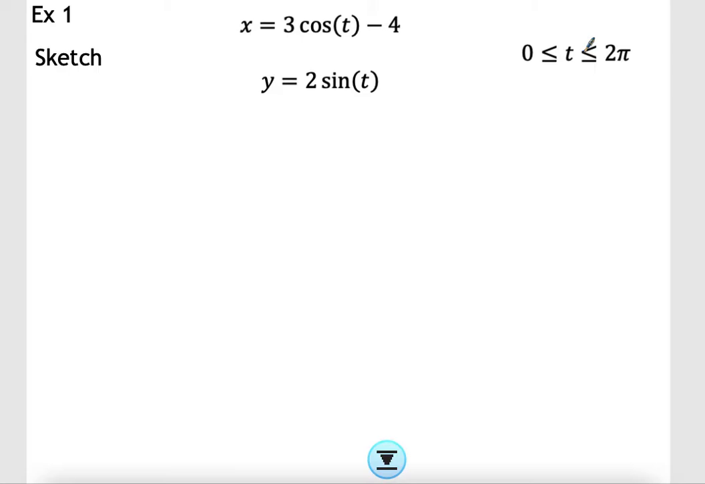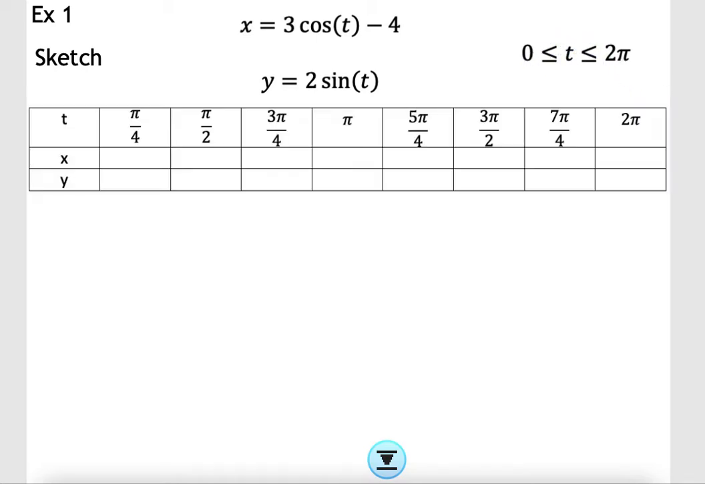Now, the more practice you get at this, you may be able to do this in fewer parts, but essentially it's until you can see what the graph looks like. So for this one, I have chosen to split it up into quarter pies. And then we will type our value of t into each of these, and then it will generate a set of coordinates. So when you substitute in pi over 4 into x and y, you get negative 1.89 and 1.41. Generally speaking, 2 decimal places will do.